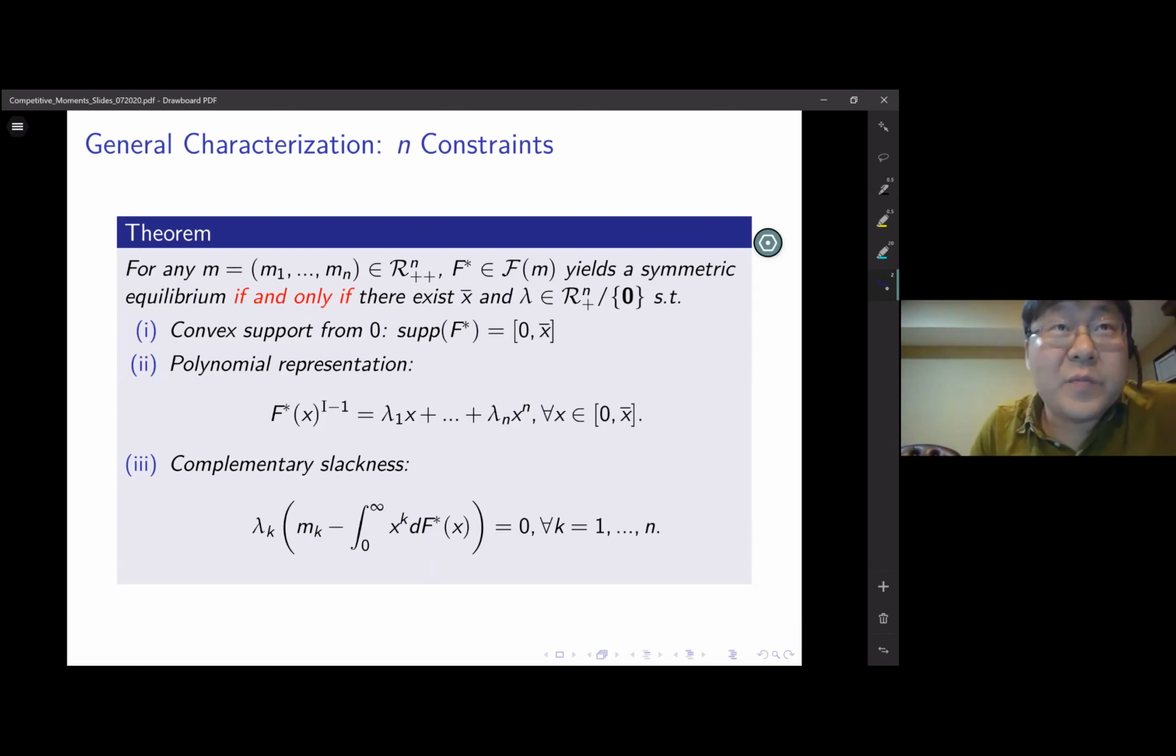So the sufficiency proof is actually very easy and simple, and I can do it on one slide, and I think everyone can follow. So let me give you the full argument.